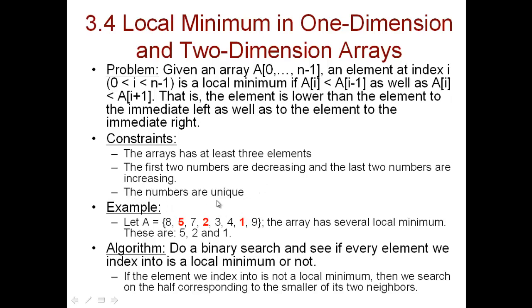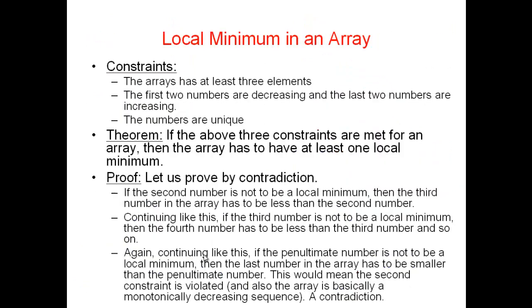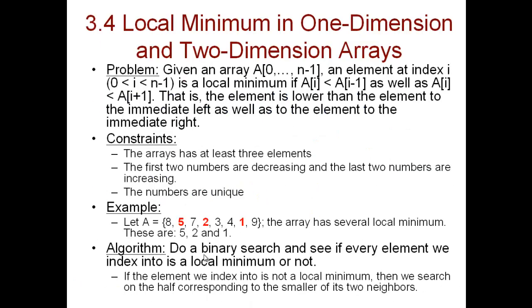Then the numbers should be unique. So these are unique values. If an array satisfies these three conditions, we say the array is guaranteed to have a local minimum. Now we'll see the proof for this quite soon, but before that we'll look at a binary search algorithm to determine such a local minimum for an array that satisfies these three conditions.